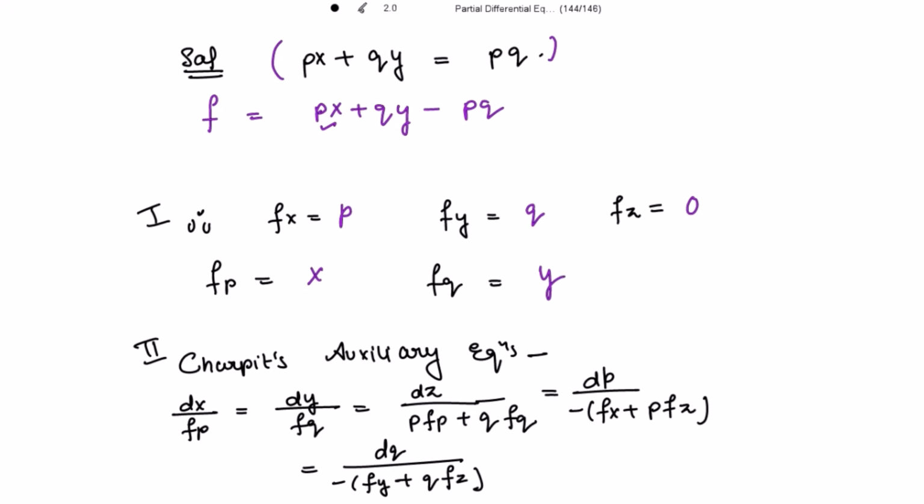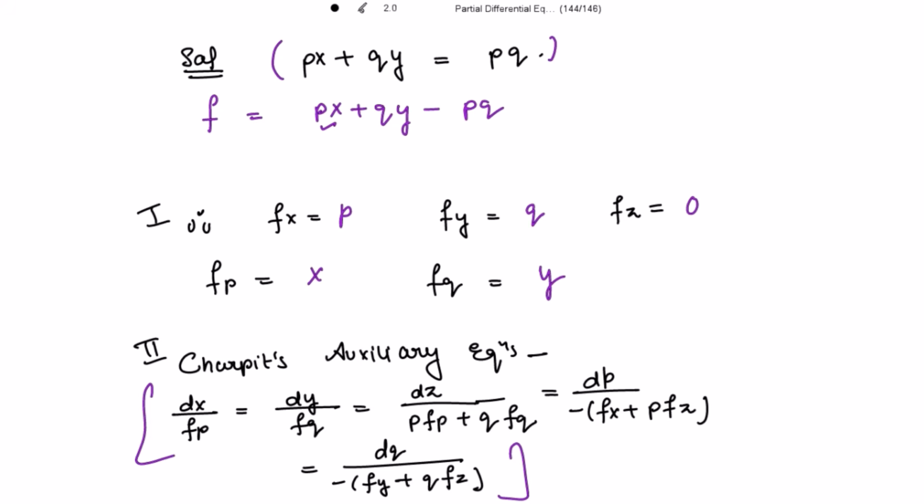And now using all these values in the Charpit's auxiliary equations. These equations are very easy to remember. dx by fp equal to dy by fq. Then dz divided by p times fp plus q times fq, that is equal to dp divided by negative of fx plus p multiplied with fz. Here I am having p, so p is multiplied with fz. Further we have dq divided by negative of fy plus q multiplied with fz. I am having q over here, so multiply q with fz.